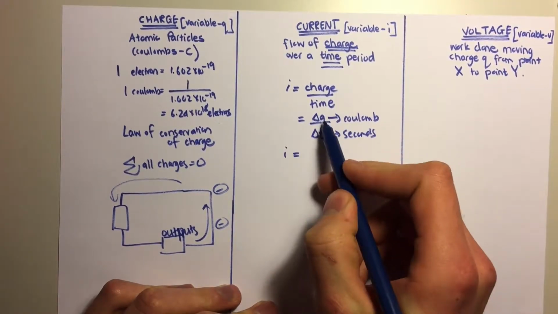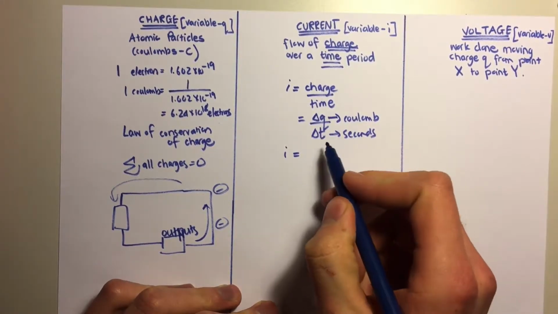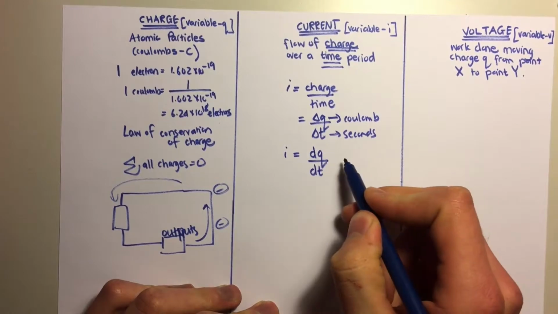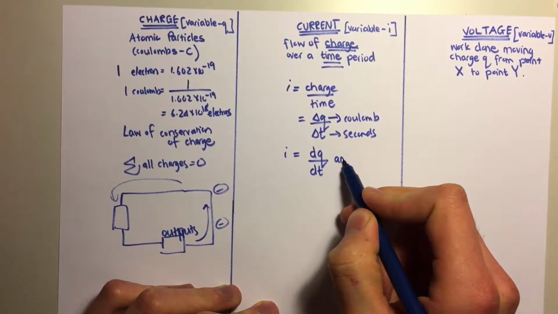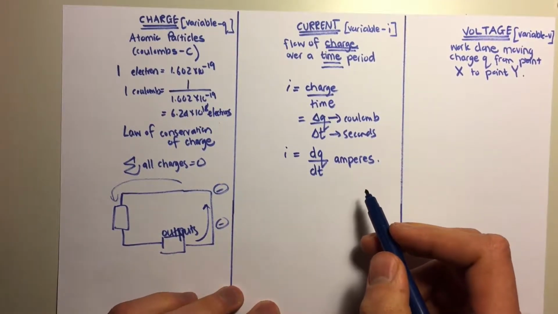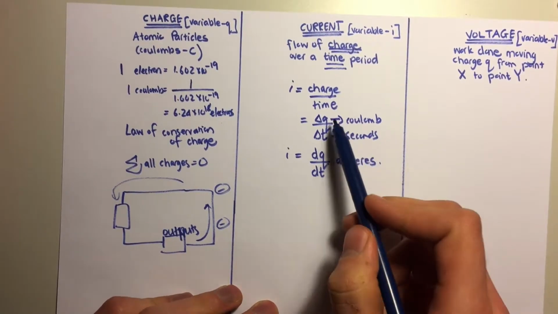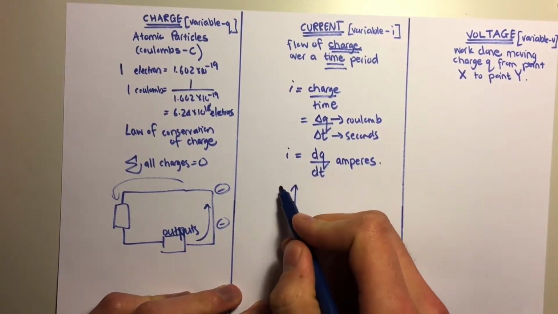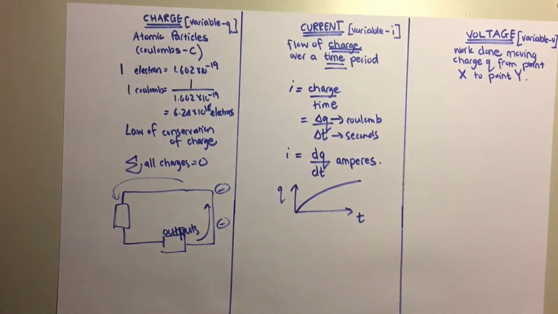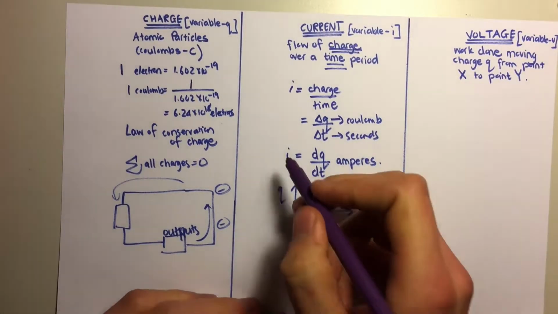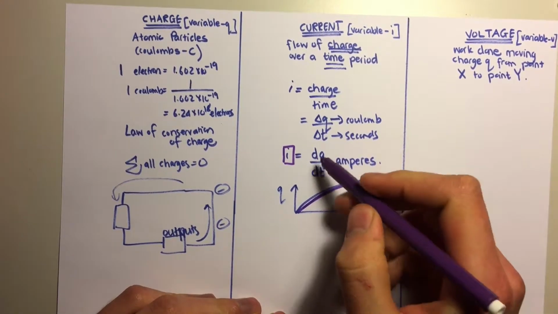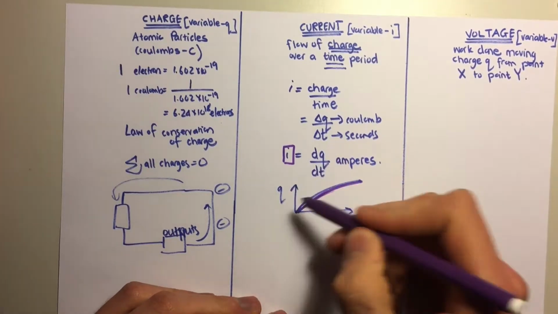And we can also rewrite this as a derivative because it's the change in this over the change in this. So it's a derivative of Q with respect to time. And the units for current are known as amperes. We can also put this within a graph format because we know that this is the change in Q over the change in T. So what does this mean in terms of a graph? Well, it means that current is the gradient of this curve because it's the derivative of Q with respect to T.